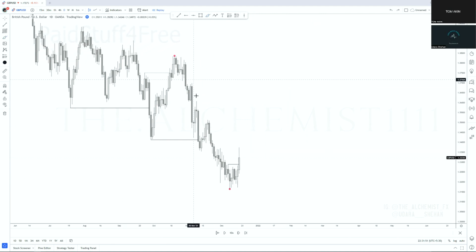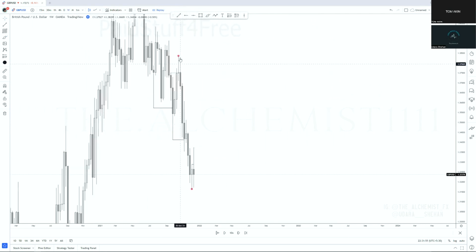So above this, what can we look for? Higher time frame POIs. What did we have on the weekly? Order blocks all the way up here. Can you see that? There it goes. Okay, there it goes. So we can mark out the daily.